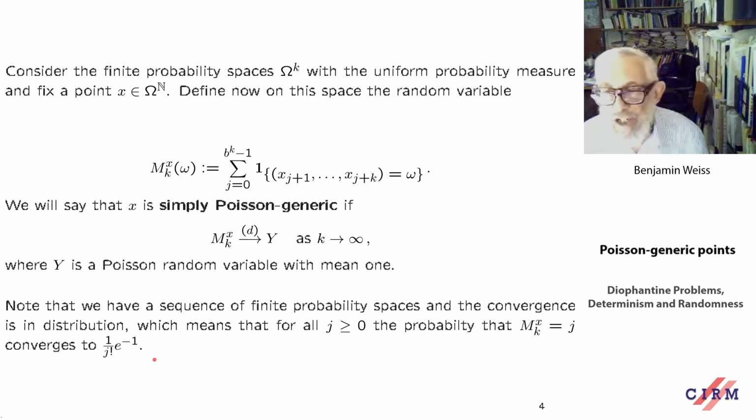In particular, when j is equal to 0, this is simply e to the minus 1, and that simply means that the proportion of k blocks in the first b to the k digits, which do not appear at all, is converging to e to the minus 1. So instead of testing all k blocks, we're doing something much more mild. We're just counting how many times blocks appear.